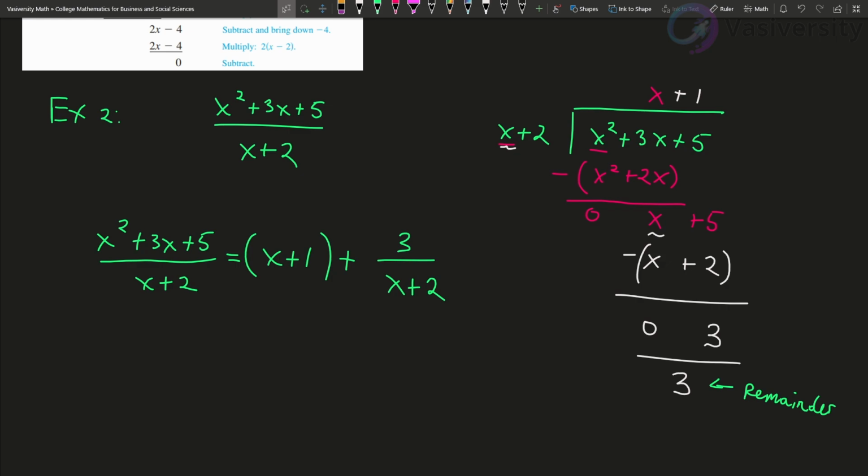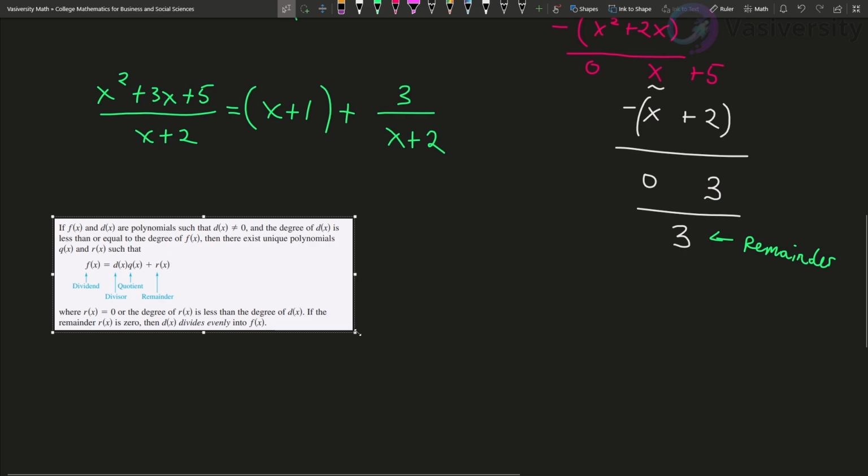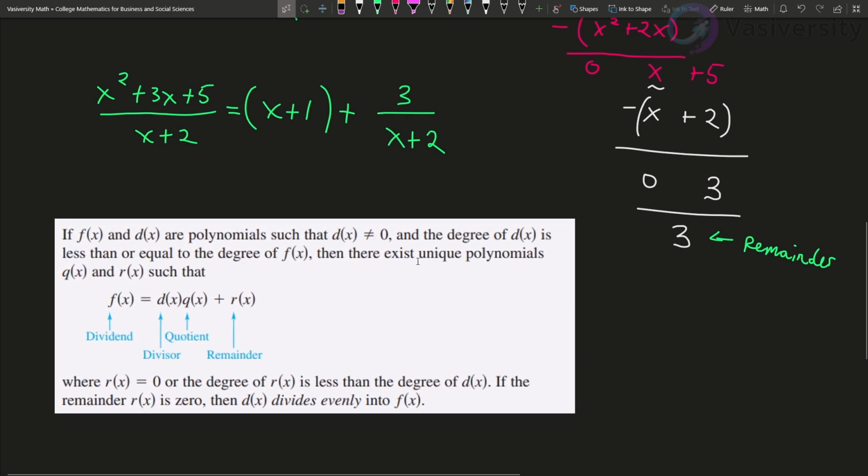Okay, so essentially the long division is a division algorithm, right? It's a very famous division algorithm in algebra. So for that division algorithm, we can say that if f of x and d of x are polynomials such that d of x is not 0, and the degree of d of x is less than or equal to the degree of f of x, then there exist unique polynomials q of x and r of x such that f of x is the dividend, d of x is the divisor, q of x is the quotient, and r of x is the remainder, where r of x is equal to 0, or the degree of r of x is less than the degree of d of x.